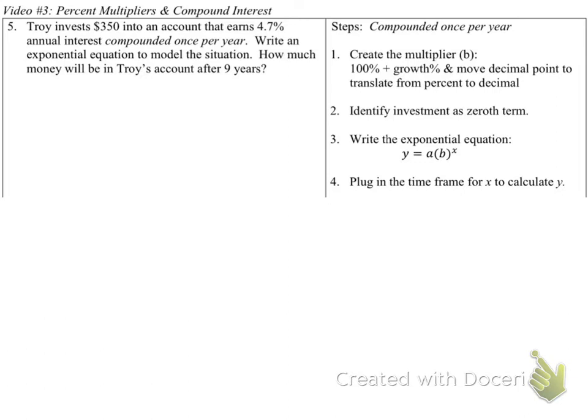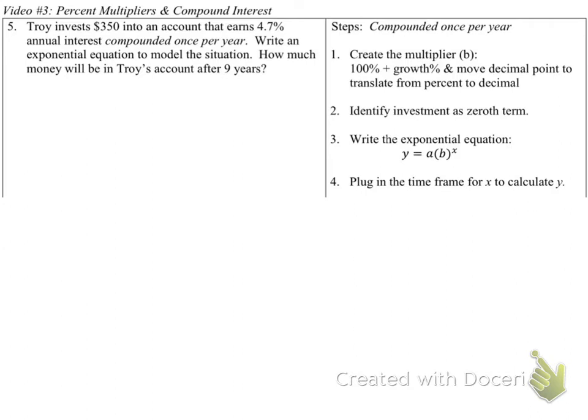So we're now talking about compounded once per year. All right, once per year is annual. So if we have an annual rate, and we are talking about in terms of years, they're the same things. We don't have to make any adjustments at all to changing the multiplier or the time frame. This one is the most straightforward. So what we're going to do is take a look at what's been given to us.